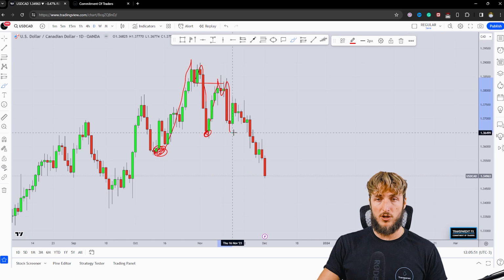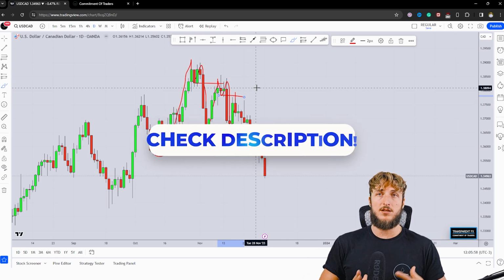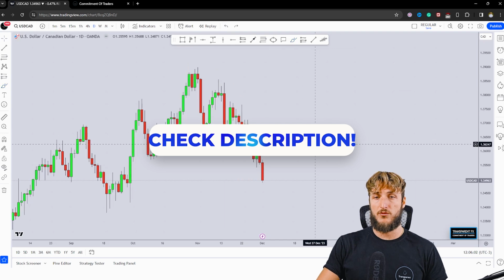Then we had the creation of this move to the downside. From here, I explained all the reasons for which we could expect this push to the upside. And by the way, I will link in description all these previous analysis, so you can go and check them out for more free education.